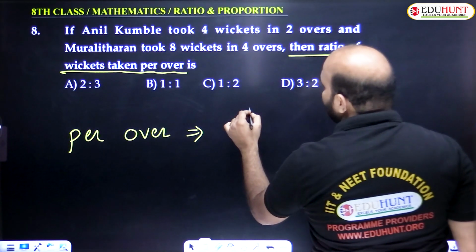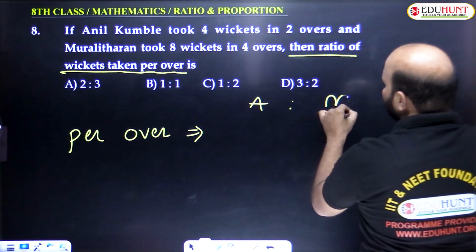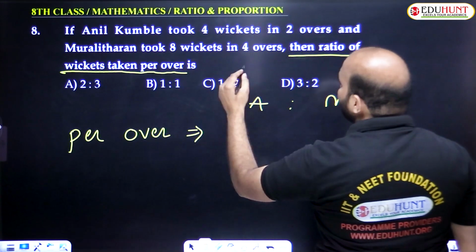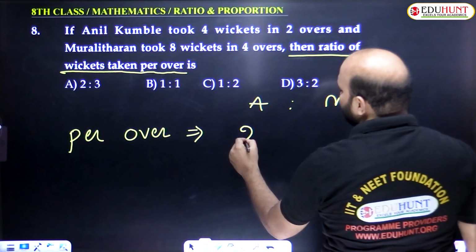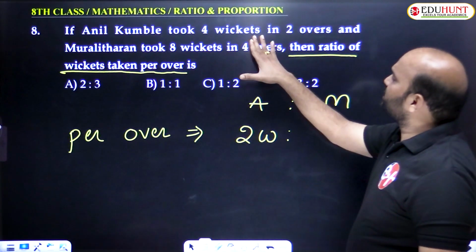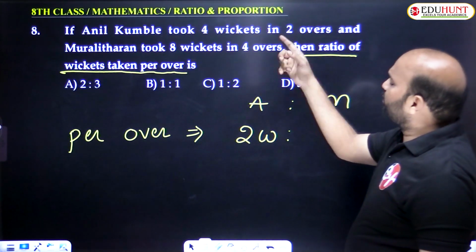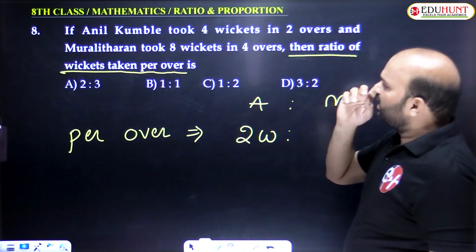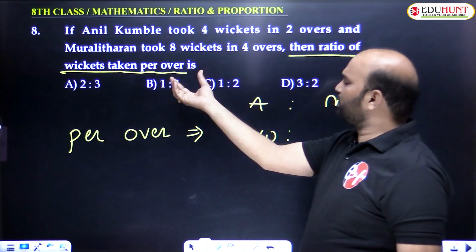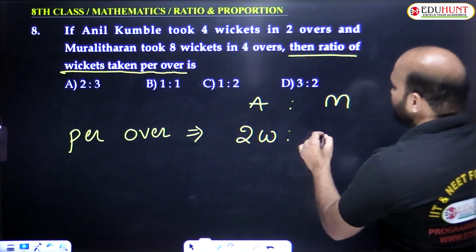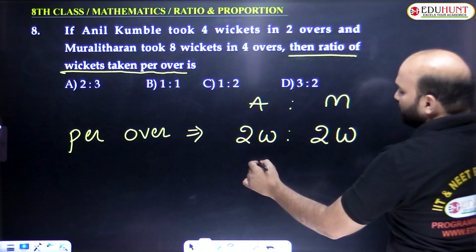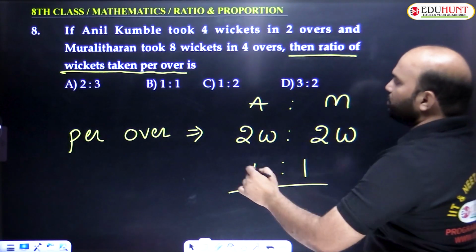So Anil Kumble took 4 wickets in 2 overs. Per over how many? 4 by 2, 2 wickets. How do we get 2 wickets per over? 4 wickets taken for 2 overs, therefore 1 over 2 wickets. The same rule applies to Muralidharan, who took 8 wickets in 4 overs. Therefore 1 over is 8 by 4, 2 wickets. So each one takes 2 wickets per over. What is the ratio? 1:1. Option B is the right answer.